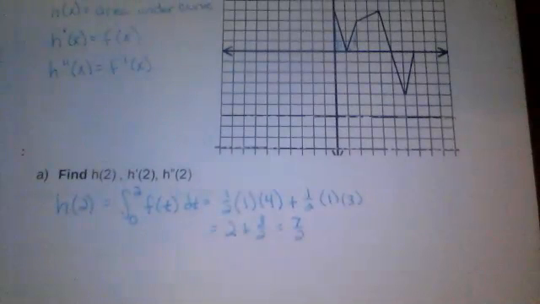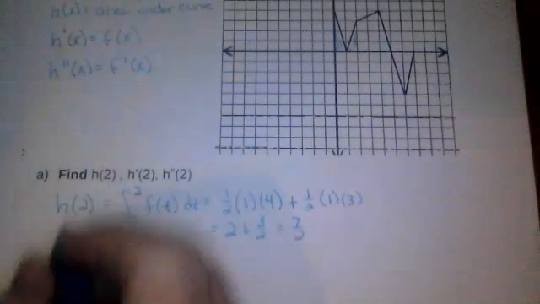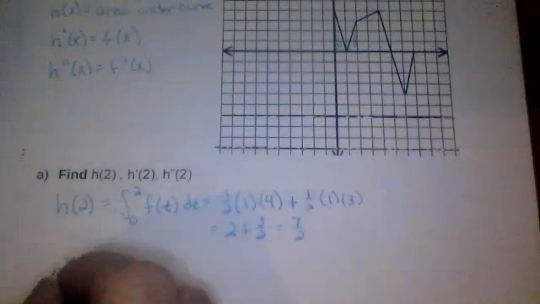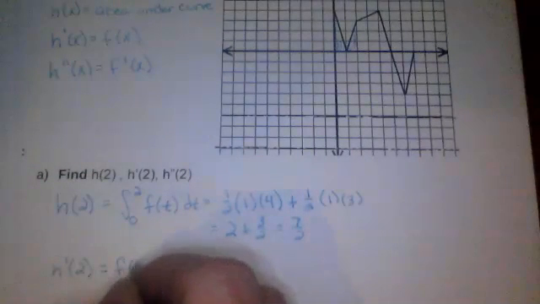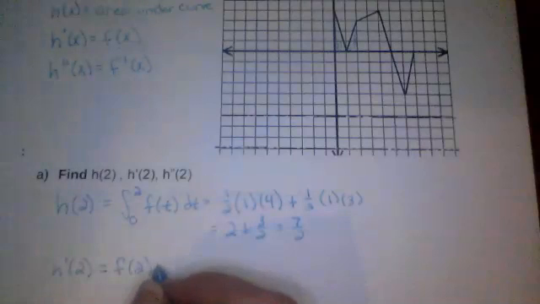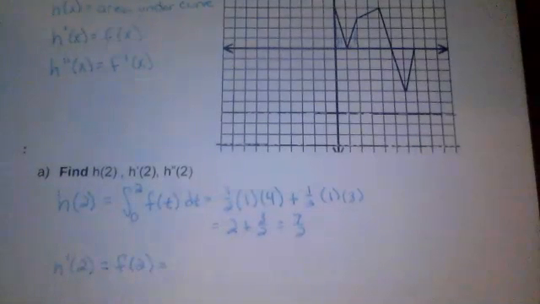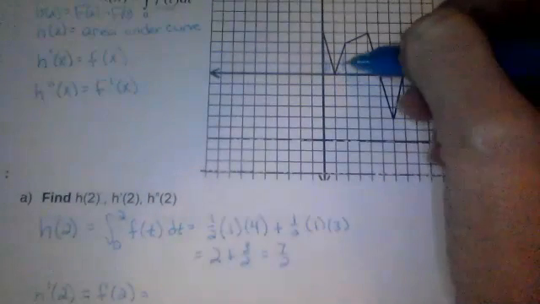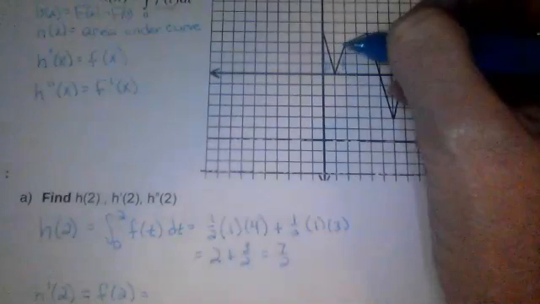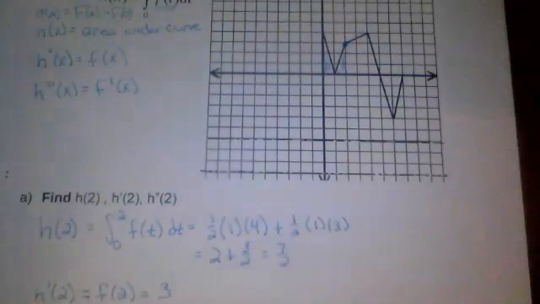Okay? All right. Then they ask us to find the derivative of h at 2. Well, the derivative is equivalent to the function at 2. So all I need to do is go up to my graph and figure out what is the value of the function at 2. So I go over here to where x is 2 and I go up 1, 2, 3. The value of the function is 3.